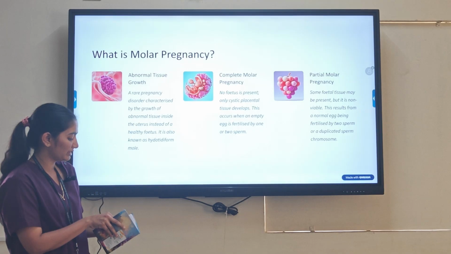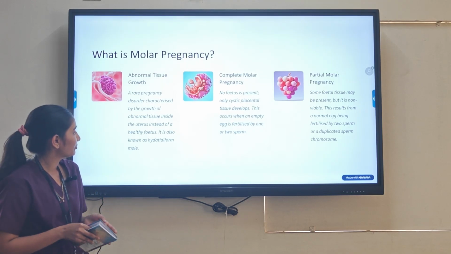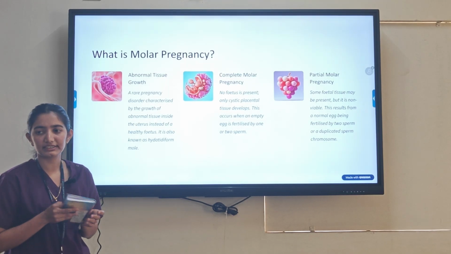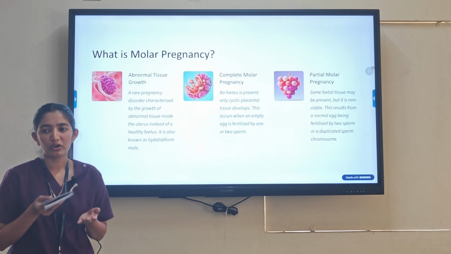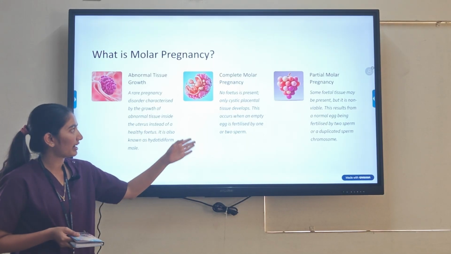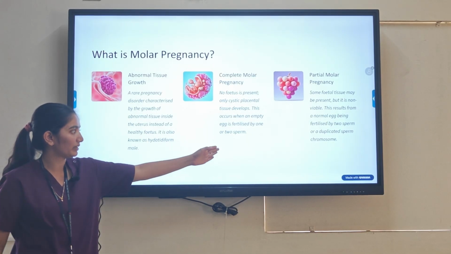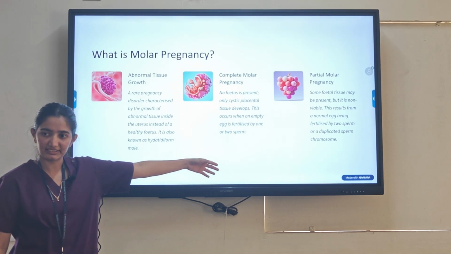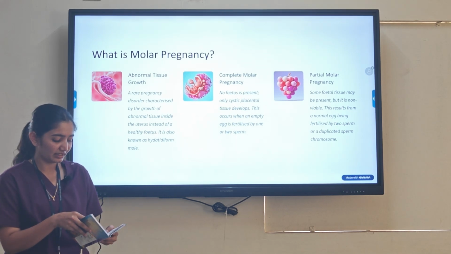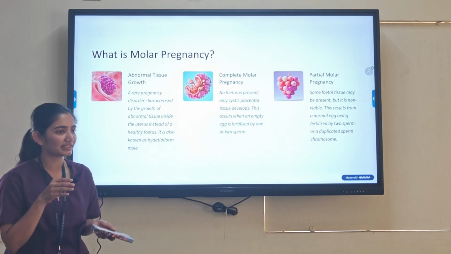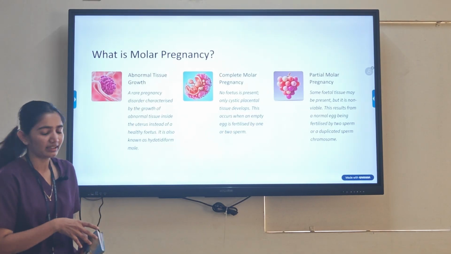The possible genotype in complete molar pregnancy is 46XX or 46XY. But in partial molar pregnancy, as there is a duplicate sperm chromosome, one extra, it will be 69XXX or 69XXY.